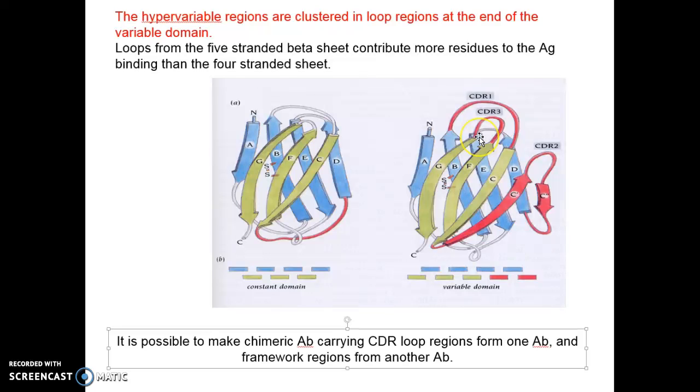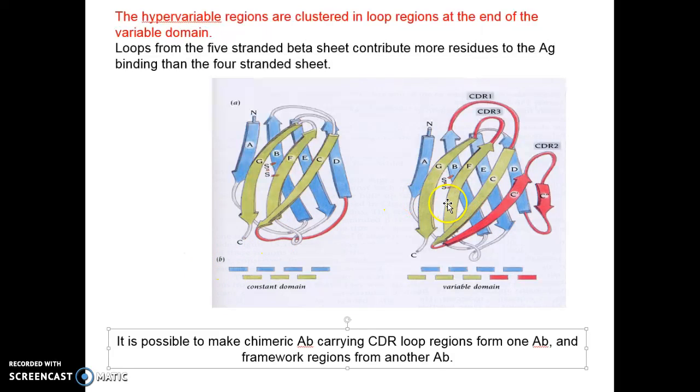Examining the loops contributing to the 3 CDRs, the loops from the 5-stranded beta sheet contribute more residues to the antigen binding site than the other 4-stranded sheet. All loops in the 5-strand sheet contribute. Look at the red one, while only one comes from the other. Another interesting thing.